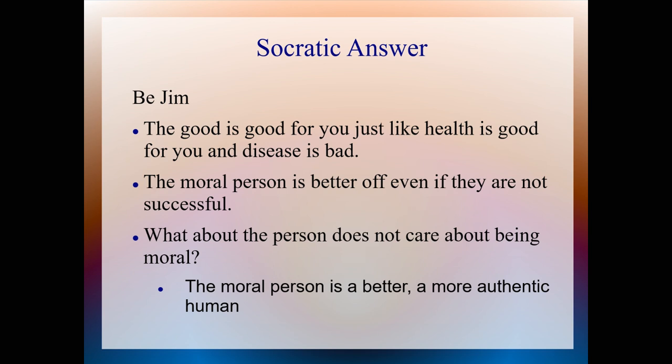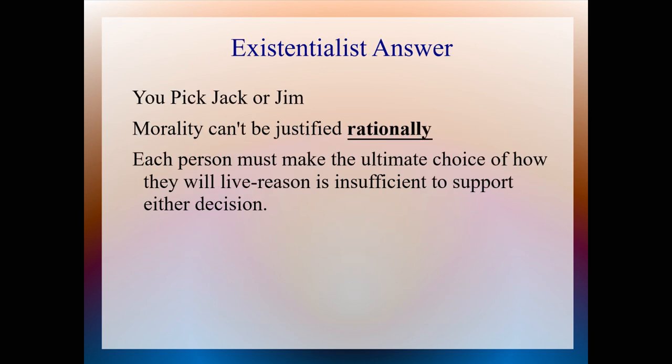So what they're saying is, if you do good, you are being human the right way. The person who does evil is being human wrongly. They're doing it wrong. So you're better off to be the right kind of human than to be the wrong kind of human. Well, what about the person that doesn't care about being moral? Well, the Greeks would say the moral person is still better, a more authentic human. They are doing humanity the right way. So the Greek answer, or the Socratic answer, would be to be Jim, not Jack.